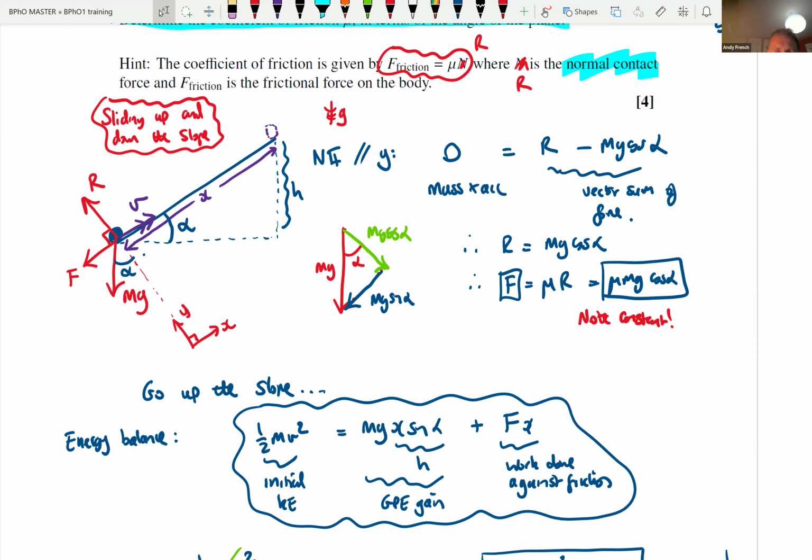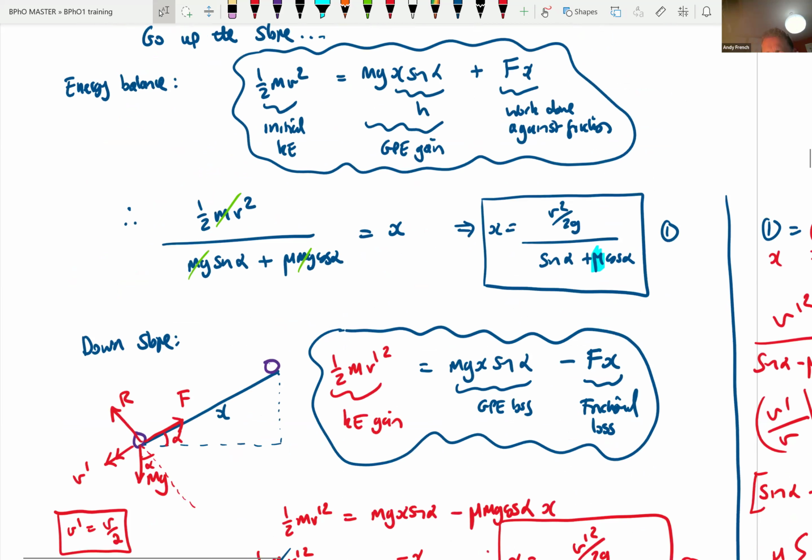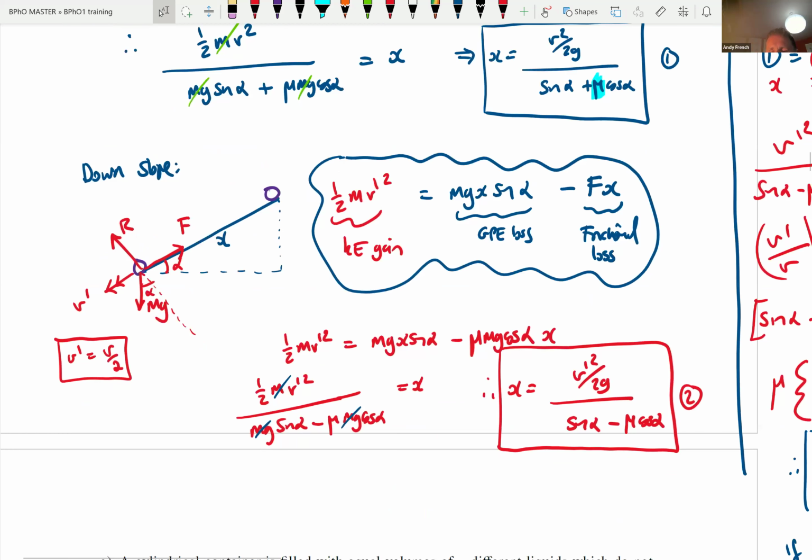Remember that the force itself will oppose the motion. So the sign of the friction force will change. So if you're doing dynamics, you've got to be a bit careful there. All right, so there might be a more efficient way of doing this. I don't have a monopoly on these things.